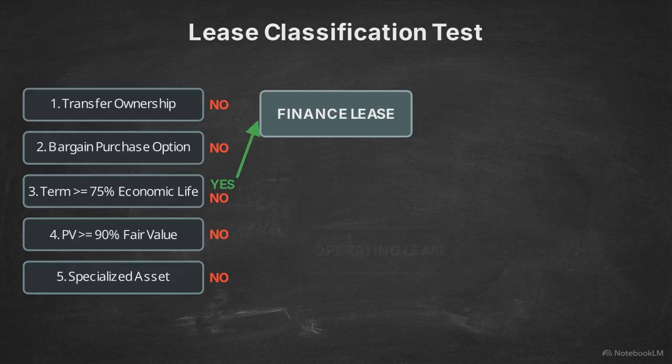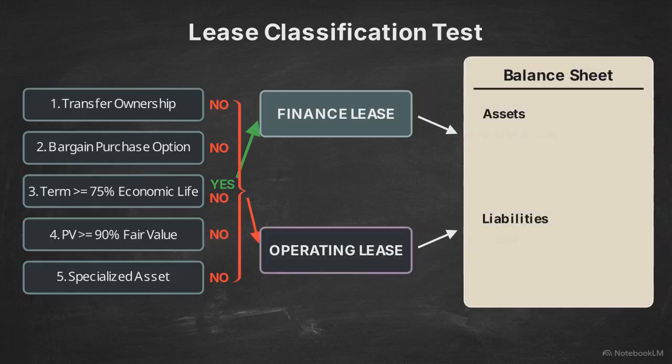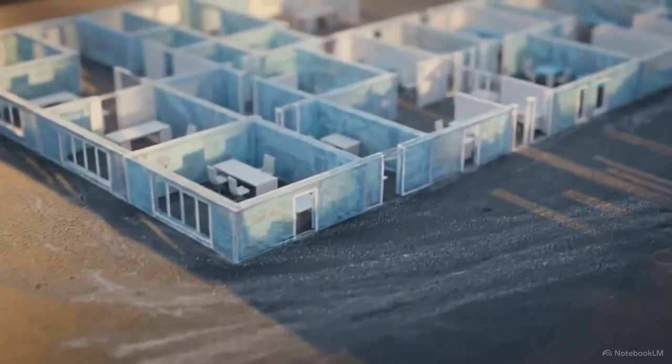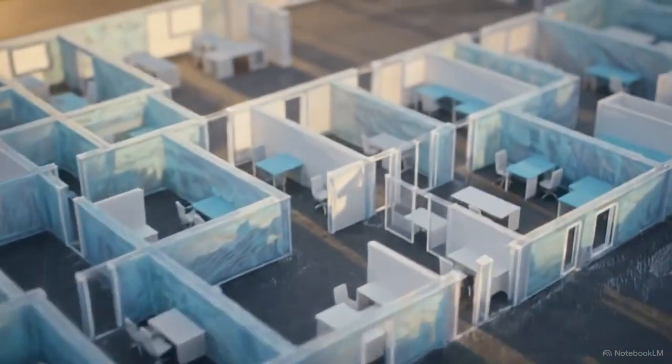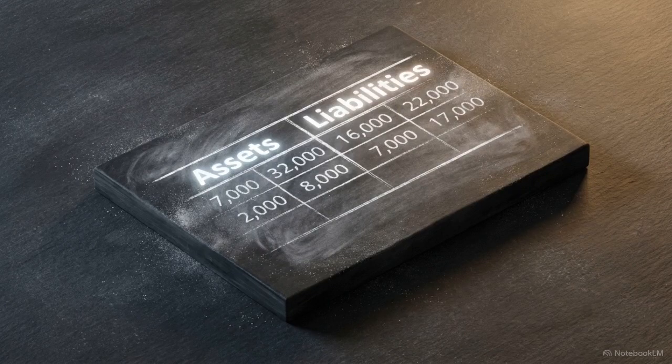But notice the structural reality of modern accounting. Regardless of the final classification, both outcomes force the company to recognize a lease liability and a right-of-use asset on the balance sheet. A right-of-use asset is an intangible asset representing the lessee's legal right to occupy or use the item. This dual requirement effectively eliminates the practice of keeping major lease obligations off the books.